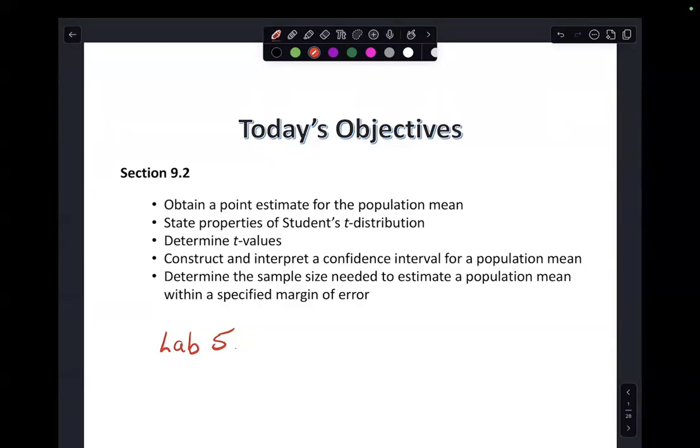So we're going to do 9.2 today. We're going to be using some concepts from 8.1, talking about the sampling distributions of the mean. We're going to learn a new thing: t-values and t-distributions. These are very similar to z-scores and used the same way, but they have specific criteria for when we use t-values instead. We're going to be constructing confidence intervals as we did with 9.1, but using means. And at the end, we will determine the sample sizes that we need, just like we did with proportions. After that, we will do lab 5.